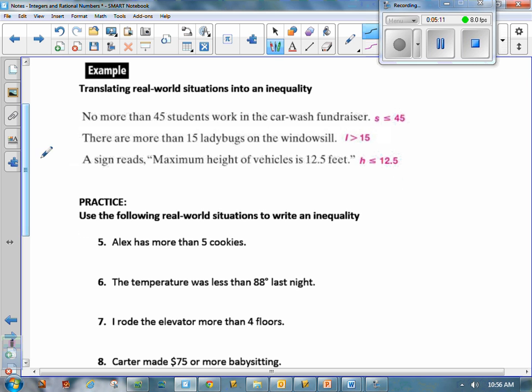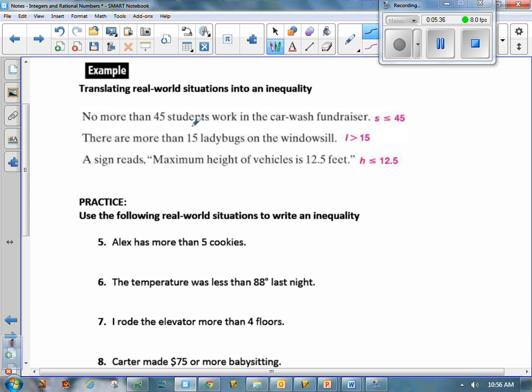So in these examples, here's in words: no more than 45 students work in the car wash fundraiser. So no more than. So that means it can't be more than 45. So it has to be less than. Can it equal 45? Yes. So therefore we have S for students is less than or equal to 45.